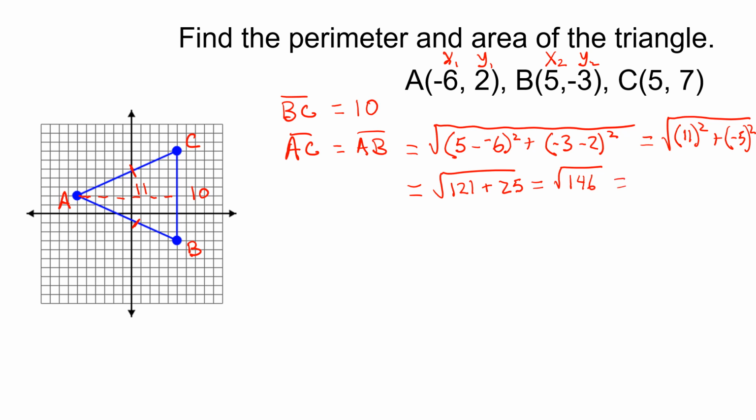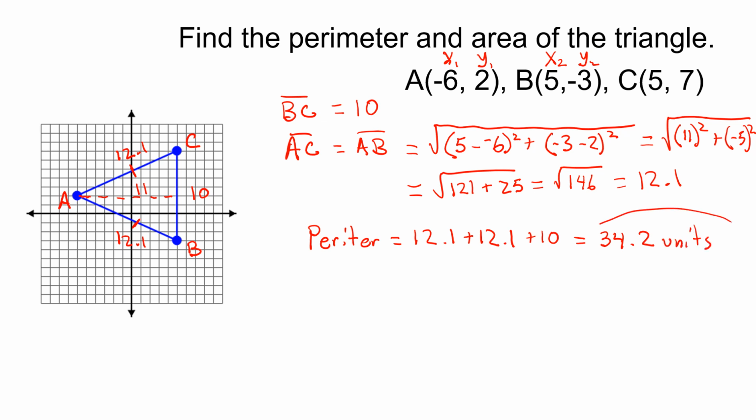That can be simplified down to 12.1 when I round it. So this side is 12.1, and so is this side, 12.1. I now know all three sides, so I can find the perimeter by adding all three sides, 12.1 plus 12.1 plus side 10 to get 34.2 units for my perimeter.